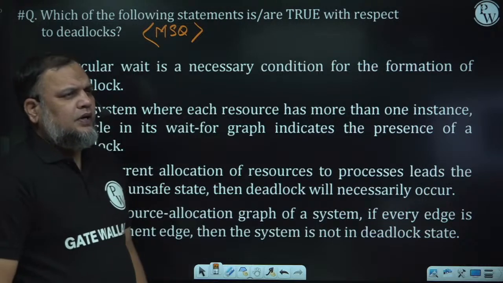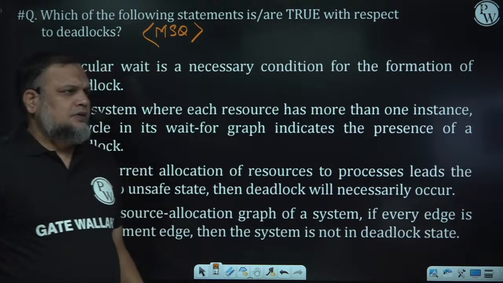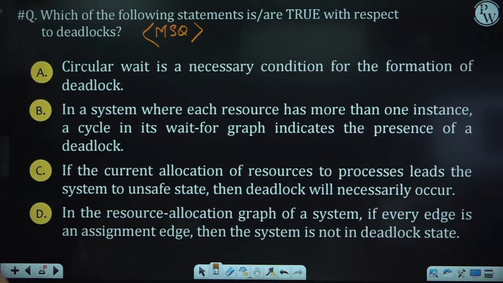Arthi Annamala is saying ACD. Okay, let's start. Let us start exploring the options.